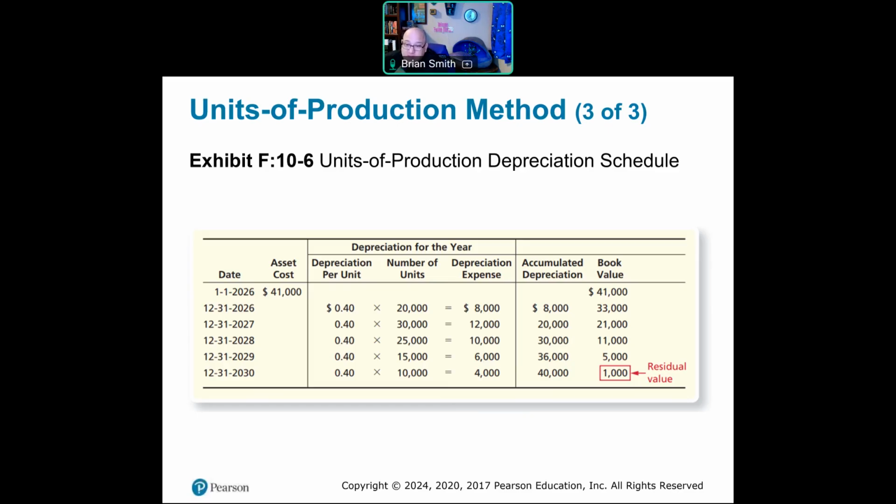So let me ask you this, which one's easier? Straight line method, where you just calculate at the beginning and then you're done and you just do a journal entry every year? Or doing it this way, where you have to track your miles and then do the calculation and then each year have a different amount of expense? I like straight line.